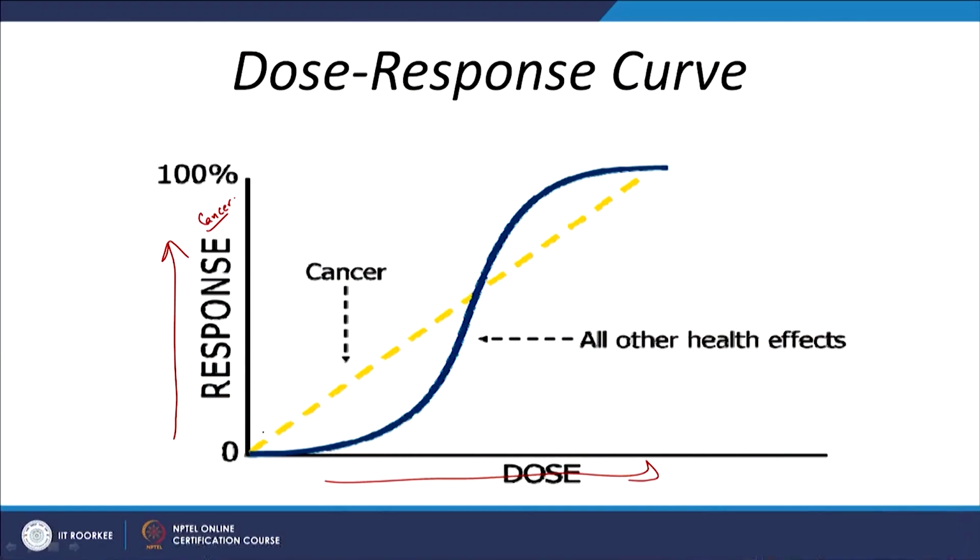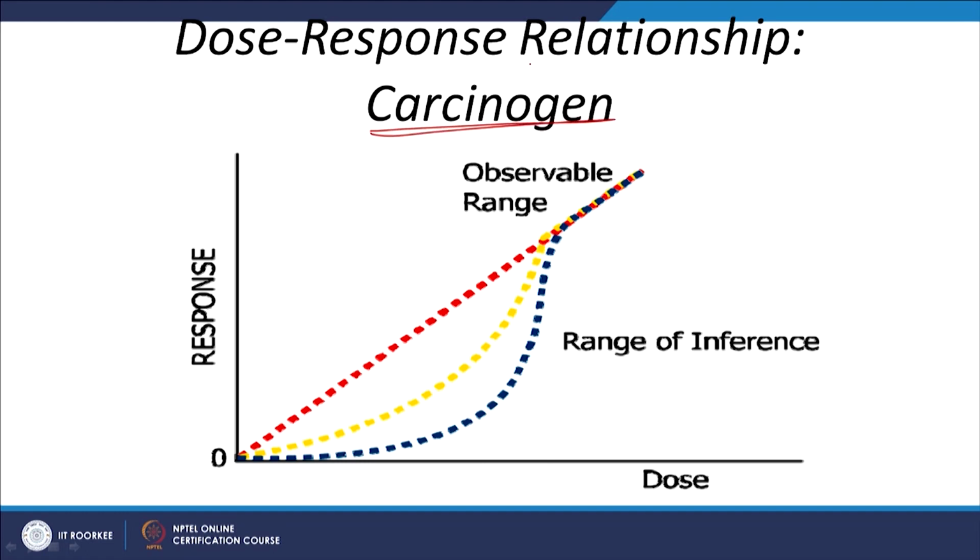So for cancer, typically we assume that it's linear at the relatively low doses. We are going to look at that in greater detail. For the other aspects, though this is a generic figure, this is typically not the case. We are going to look at this in greater detail again. So here for carcinogens, what are the aspects?